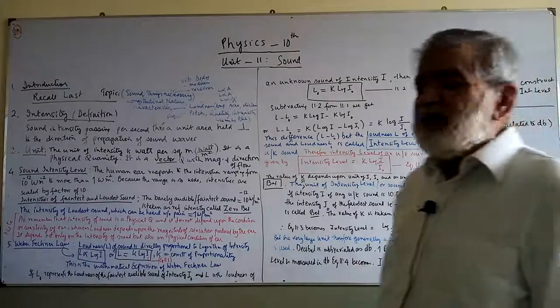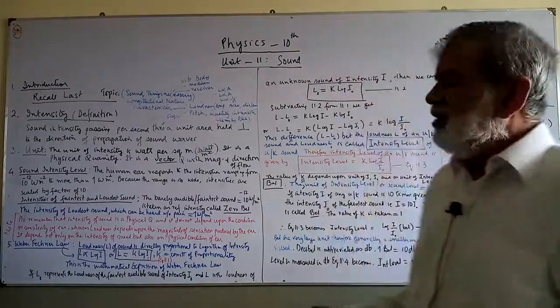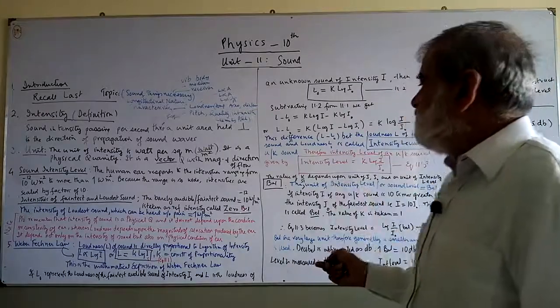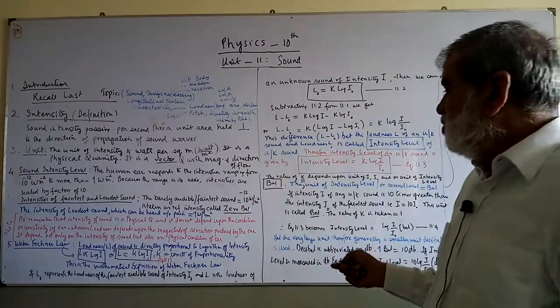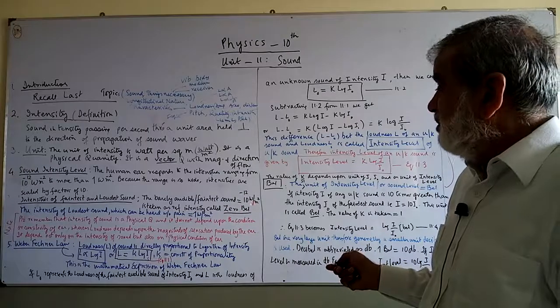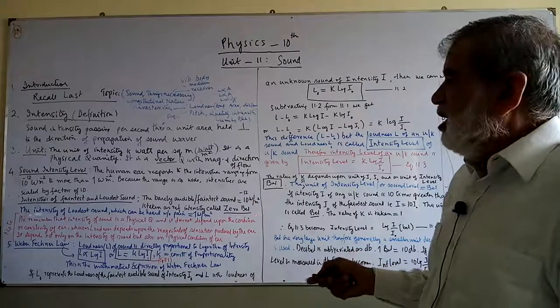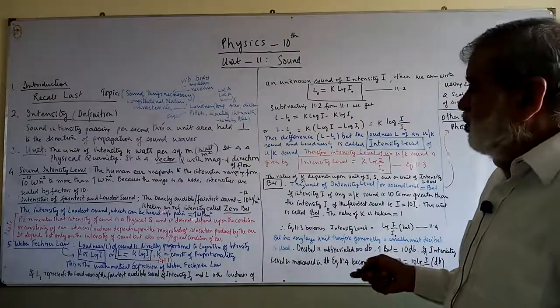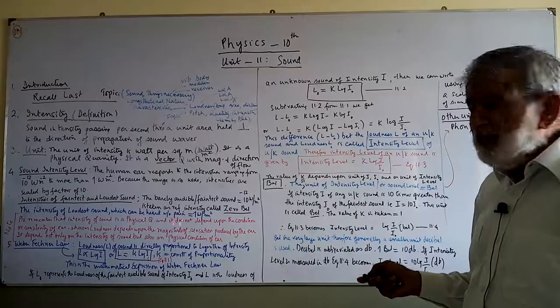It is named after Alexander Graham Bell, who named this unit, so after him it is known as the bel. So the zero bel is 10^-12 watts per meter square. And the intensity of sound which can be heard without pain is 1 watt per meter square. This is the maximum sound that can be heard.